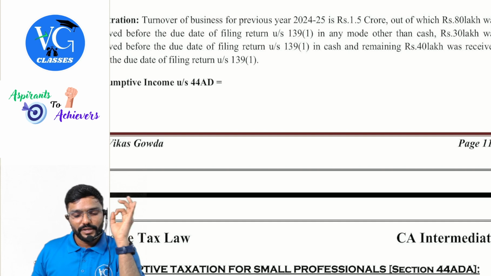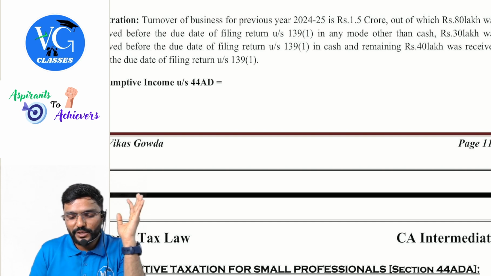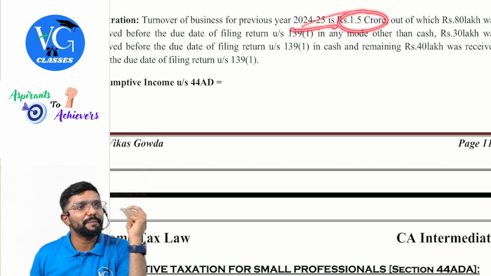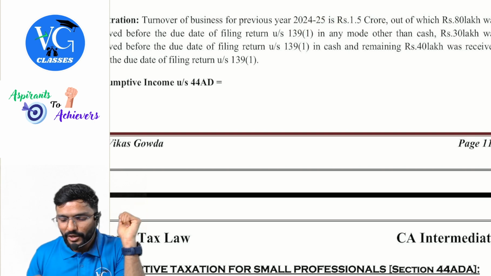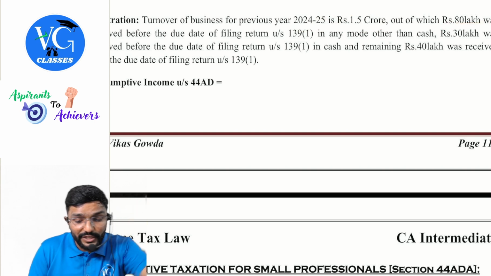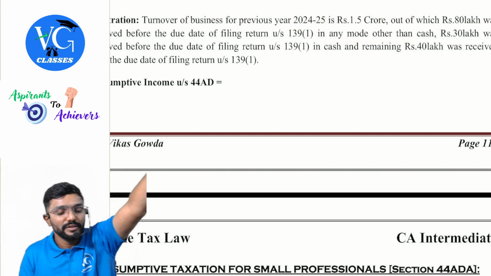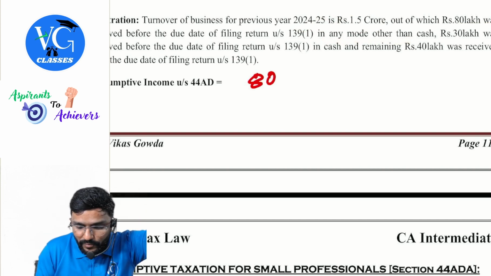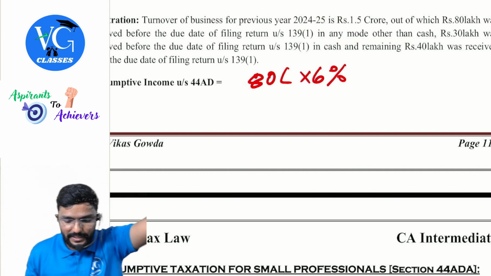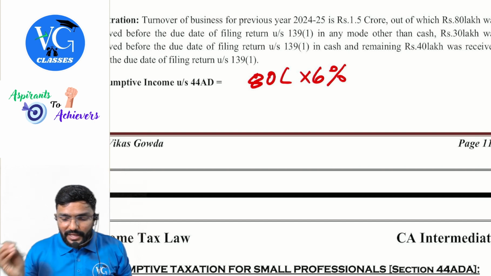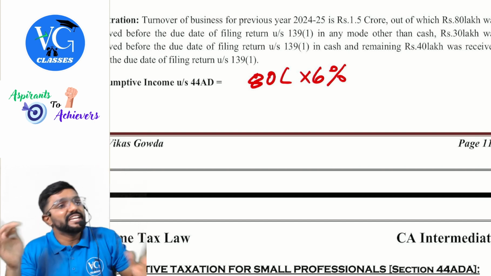If not, just observe. Turnover of a business for previous year 24-25 is 1.5 crore. Am I eligible for presumptive scheme? Yes. Out of which 80 lakh was received before the due date in any mode other than cash. So on 80 lakh, what is the percentage? 6%. Okay, lock it.